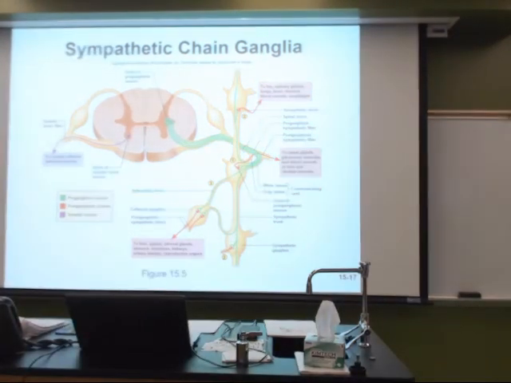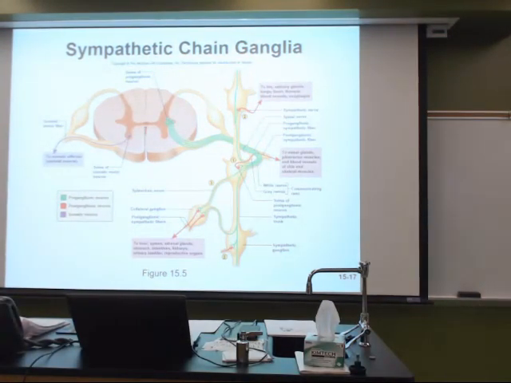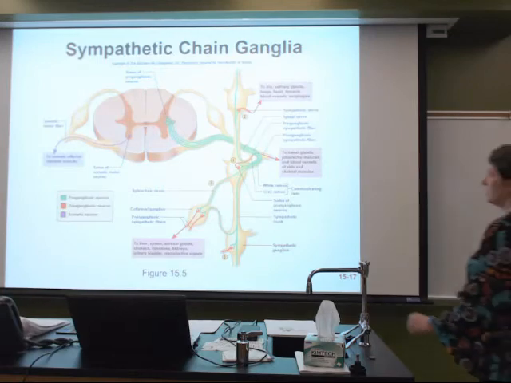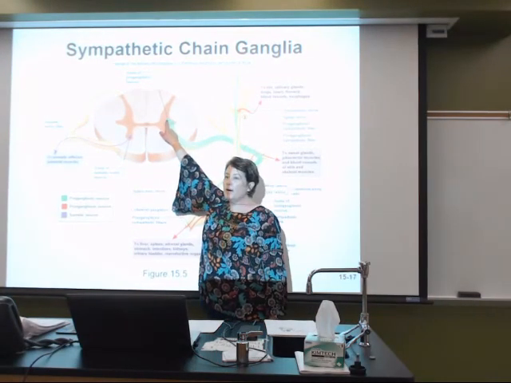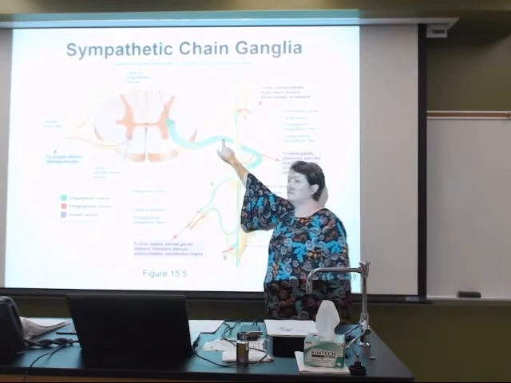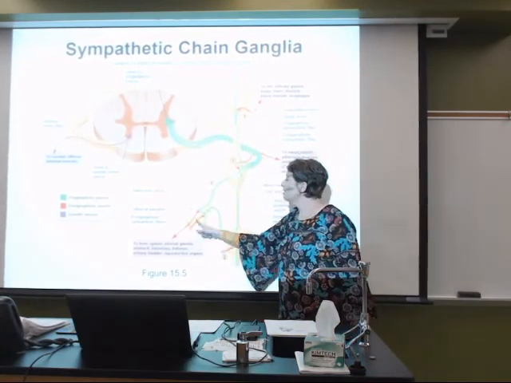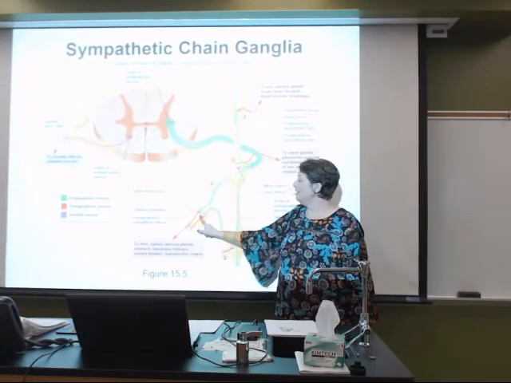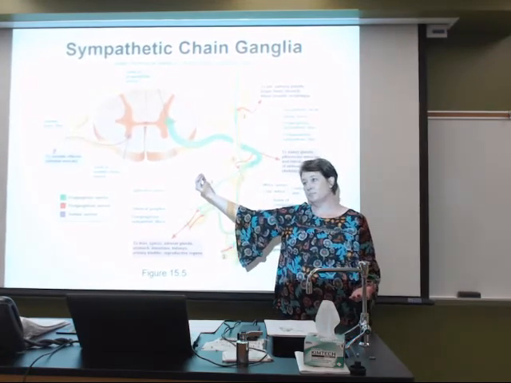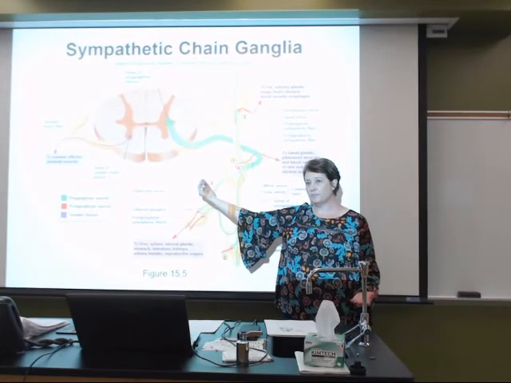Now, the exiting of the preganglionic fiber. Preganglionic tells me that's the fiber that has to go to the ganglion. Okay? So, if this is my nerve cell body, this is my axon, and my axon has to go to a ganglion to synapse. Is everybody with me so far?